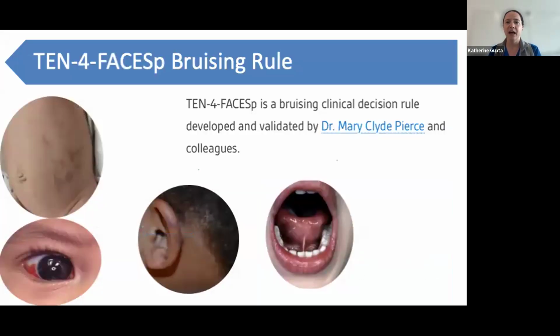These are some of the classic examples of what you're looking for. So you can see some bruising on the torso in this baby, a weird place to bruise. You can see a subconjunctival hemorrhage in the white part of that child's eye.